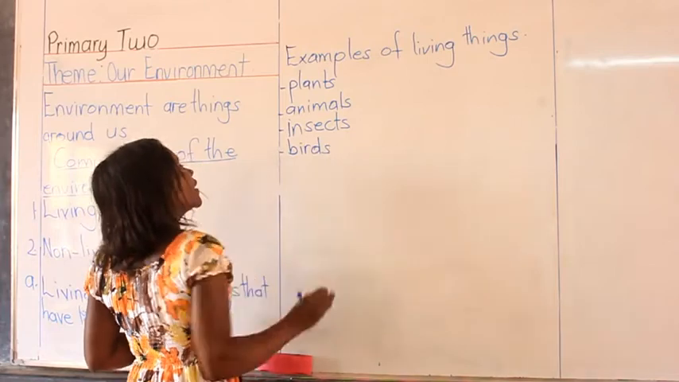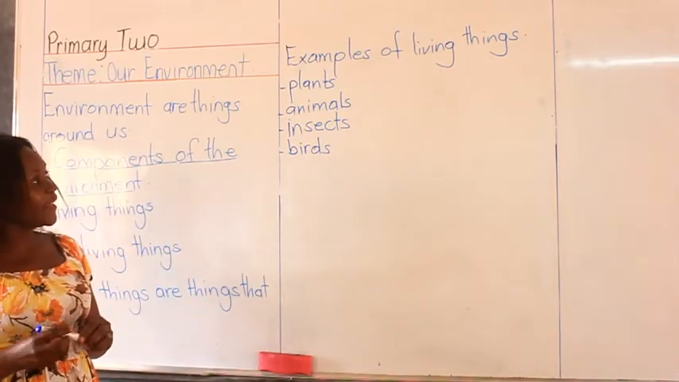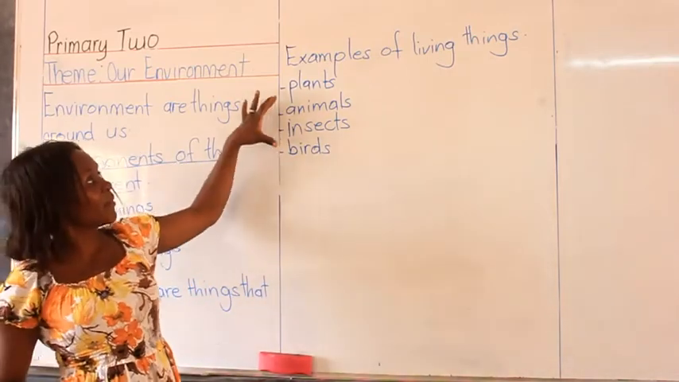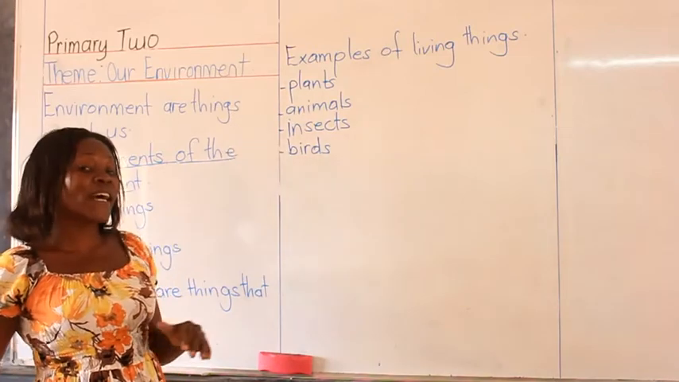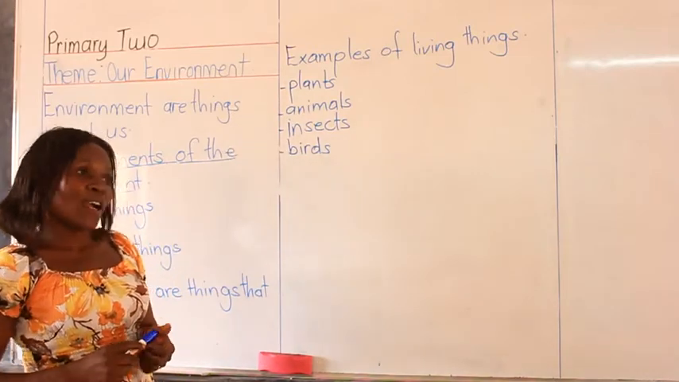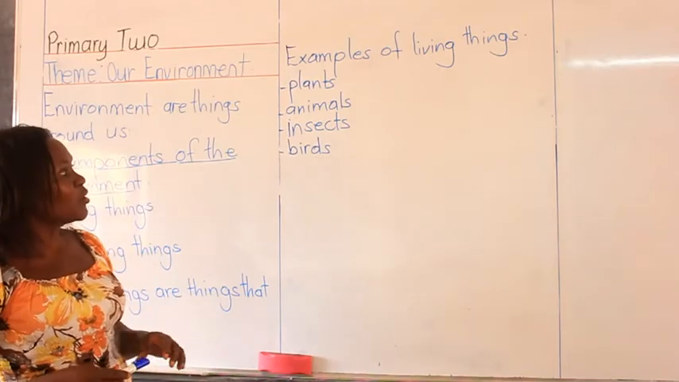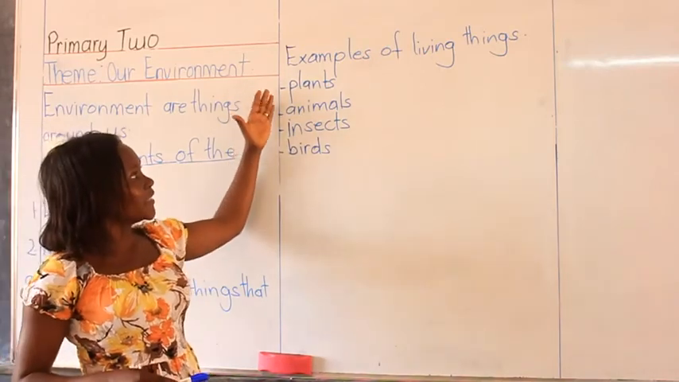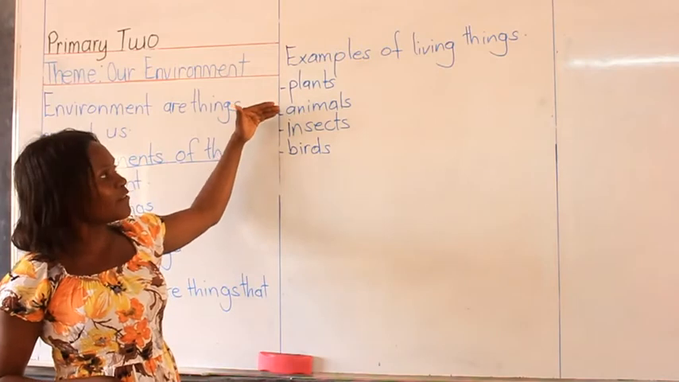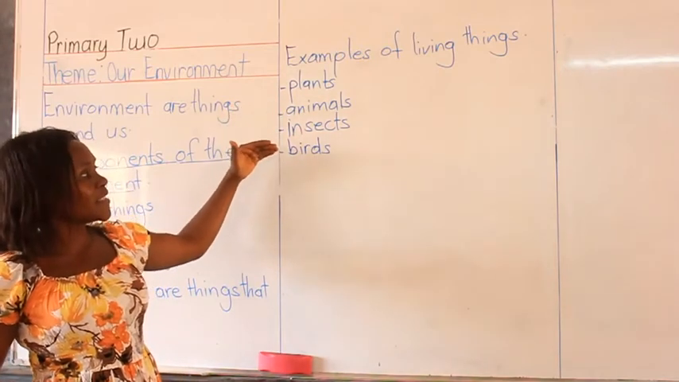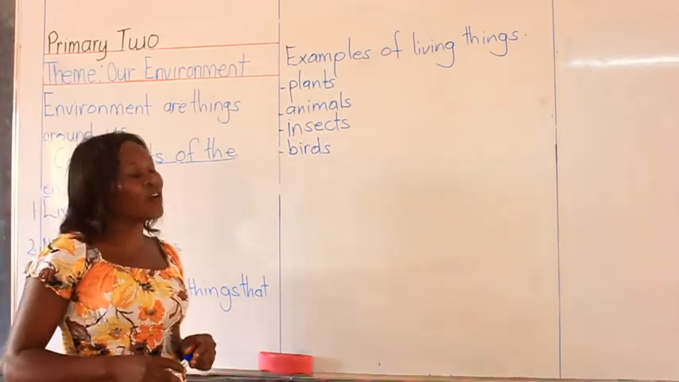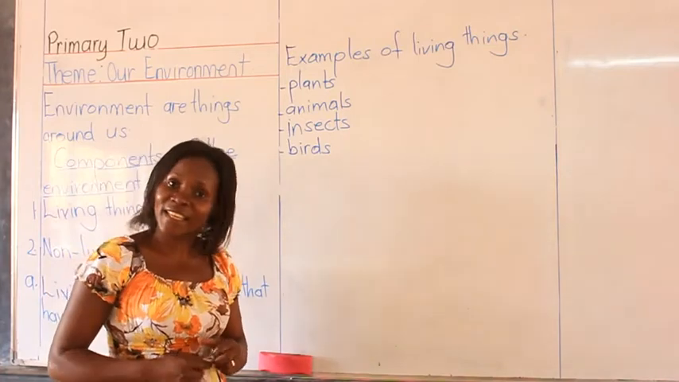Birds, insects can be under animals, but let's group them like this so that you can identify them easily, just like in primary 2. Let's just group them like this. We have plants, we have animals, insects, and birds. Those are all examples of living things.